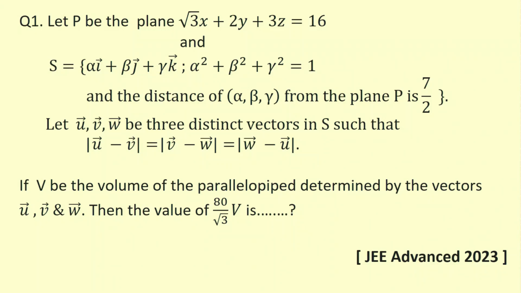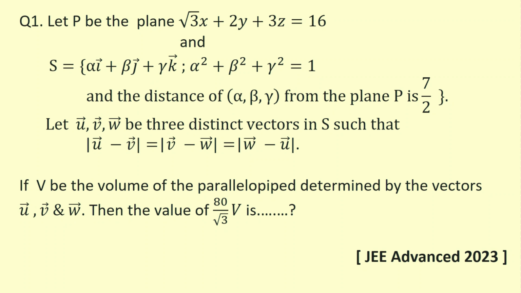Hello students, here's a question from JEE Advanced 2023 from 3D which says: let P be the plane as given and S be the set containing vectors alpha i, beta j and gamma k such that alpha square plus beta square plus gamma square is 1 and the distance of the point (alpha, beta, gamma) from the plane P is 7 by 2.